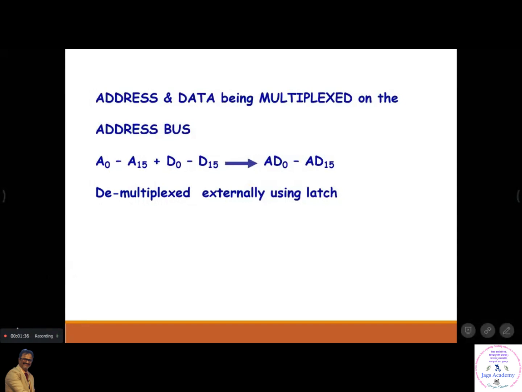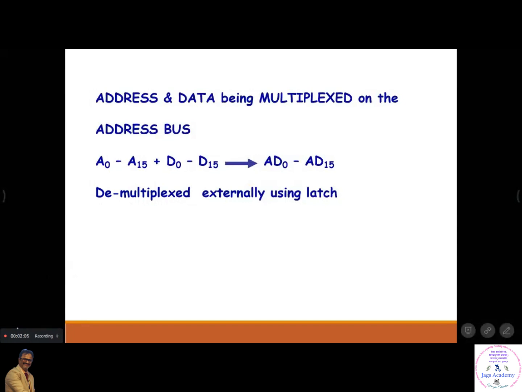So how to do that? How does the microprocessor convert the address data bus to an address bus, and convert the address data bus to a data bus? I already told you about that. This slide explains the same thing. We are going to use something called a latch.